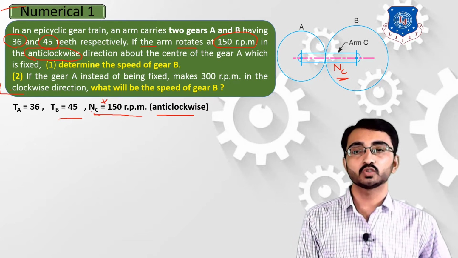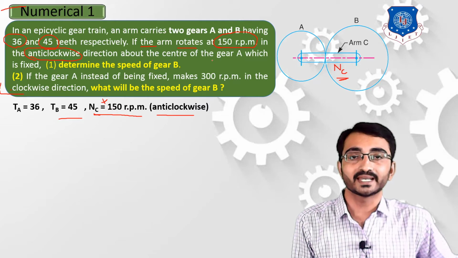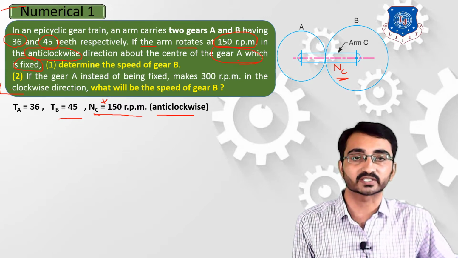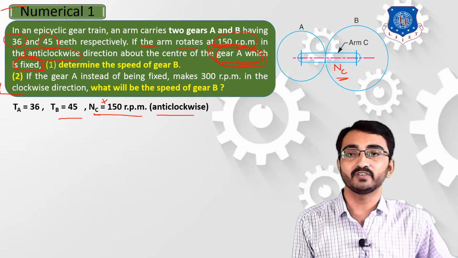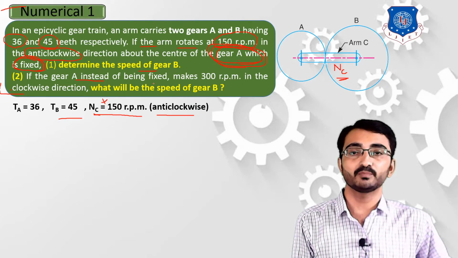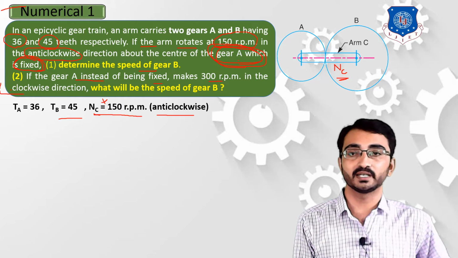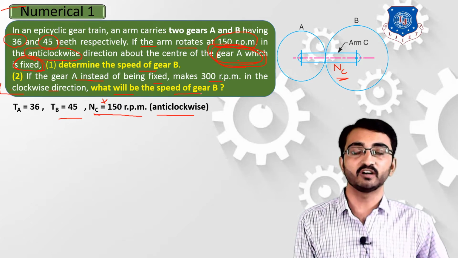Now to solve this numerical, what do we have to find out? In this numerical they have asked about the center of gear A which is fixed. So the first condition is that gear A is fixed, and we have to determine the speed of gear B. The second condition is that if gear A, instead of being fixed, is making 300 RPM in clockwise direction, then again we have to find the speed of gear B.